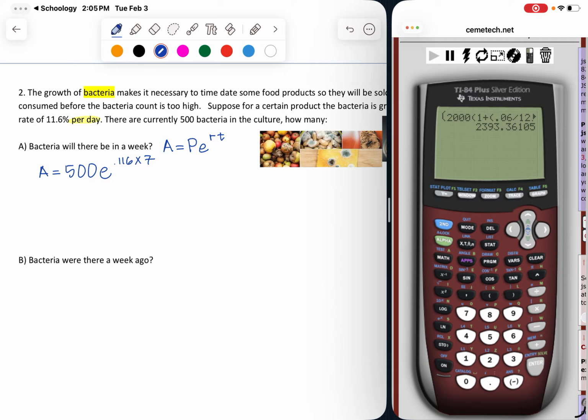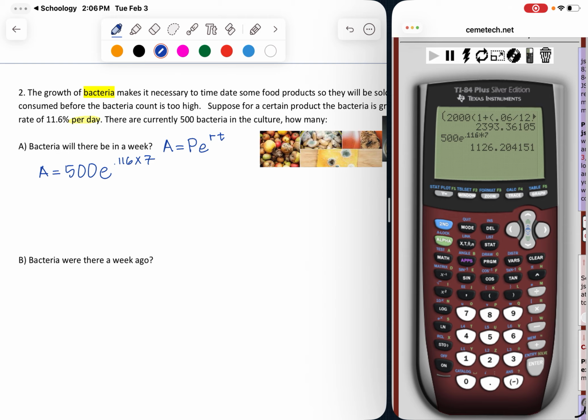500, I guess I could have used week and then turned that, no way. All right, 500 times E to the 0.116 times 7. Make sure the times 7 is in your exponent. Make sure it's up there and not like falling down.